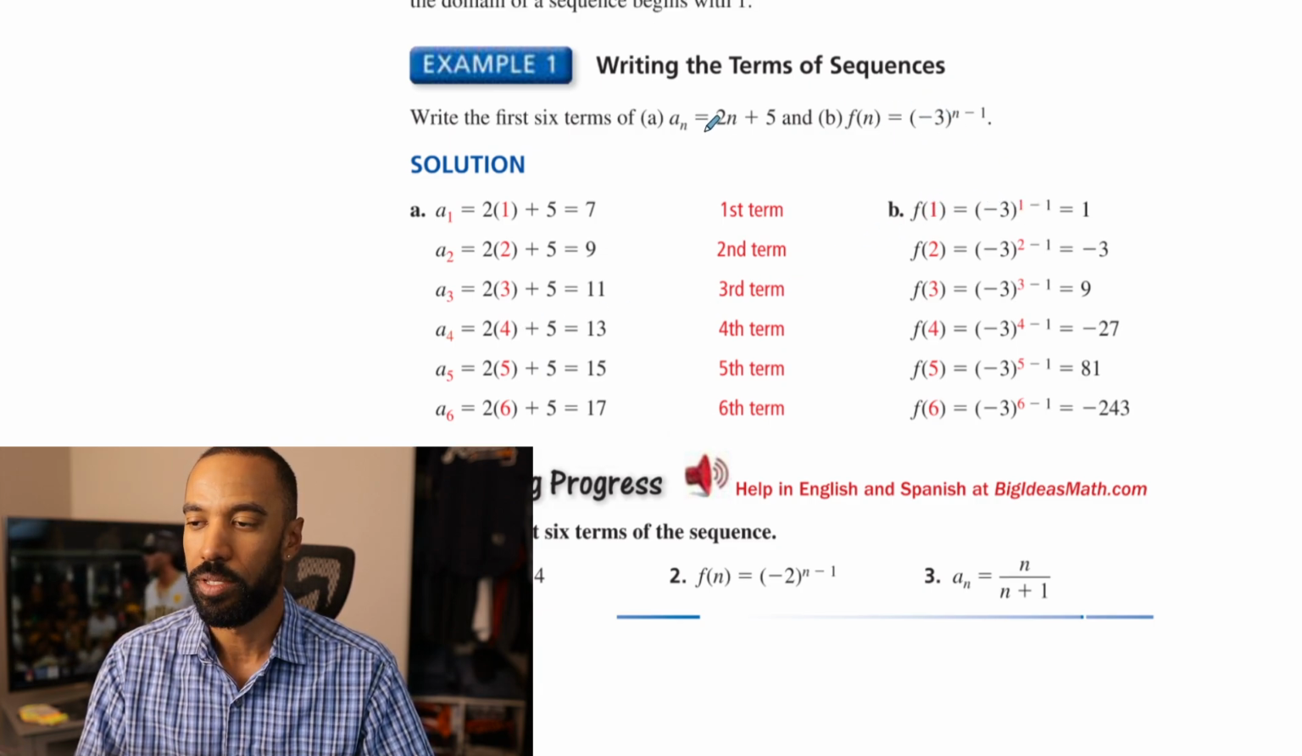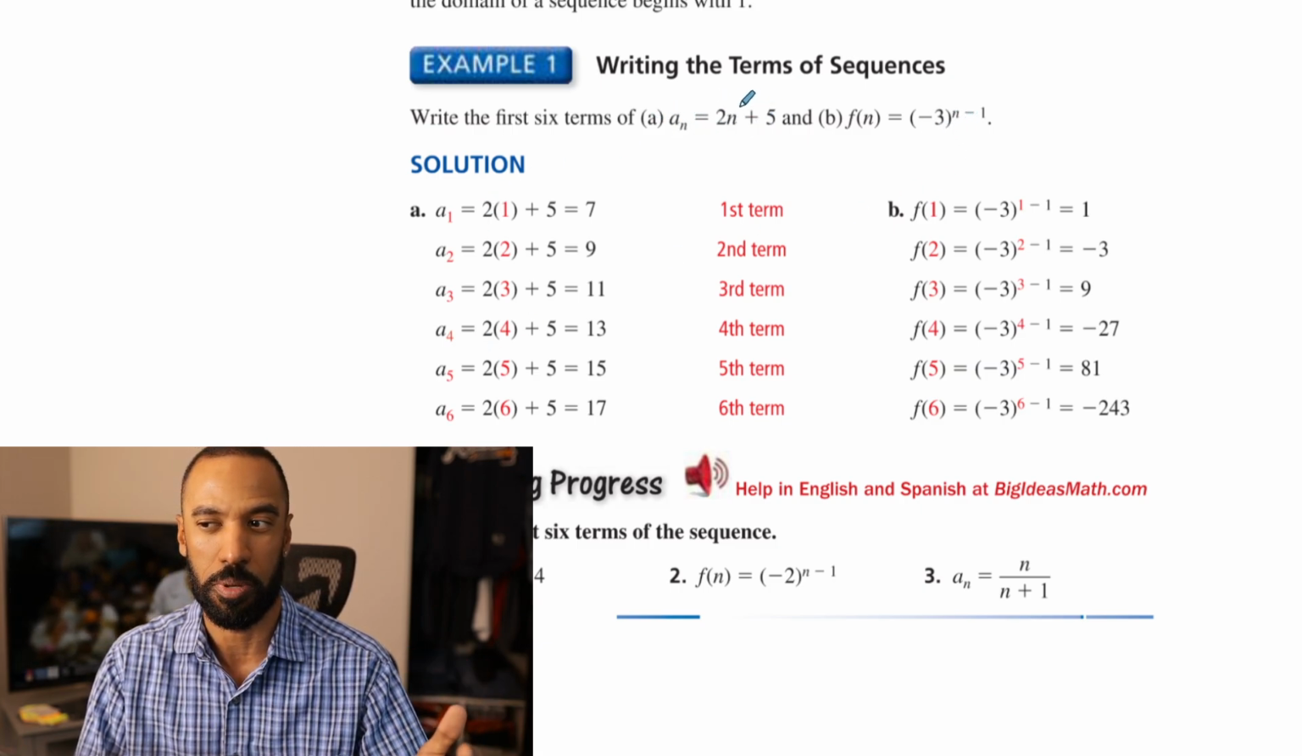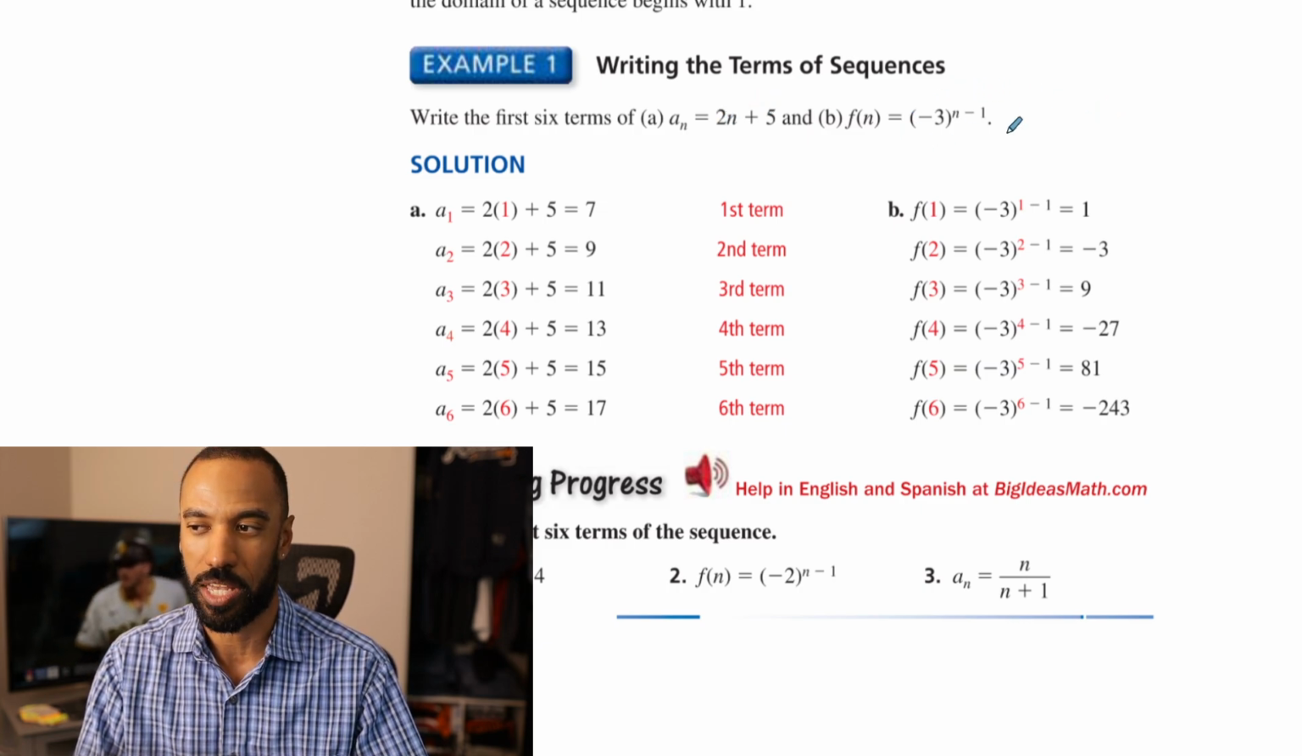And same with this one as well. Now, this is an arithmetic sequence. This is a geometric sequence. Just by nature of its appearance, this looks like a linear equation. This looks like an exponential equation.